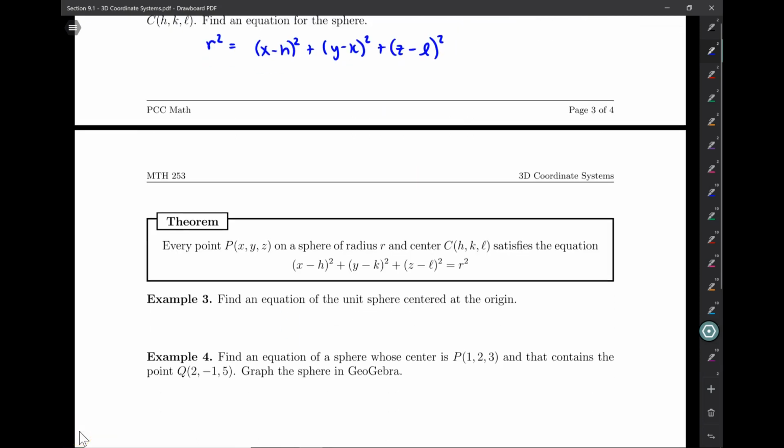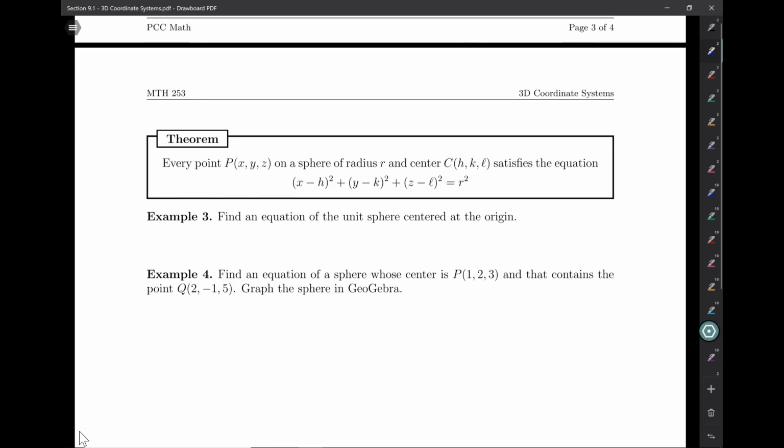So this is something that you want to remember, but it's really just an extension of the distance formula, so it's not too hard to remember. Let's use it to find an equation of the unit sphere centered at the origin. We already know the unit circle is x squared plus y squared equals 1 in 2-space. Now we're going to look at the equation of the unit sphere in 3-space, using the equation of a sphere in 3-space.